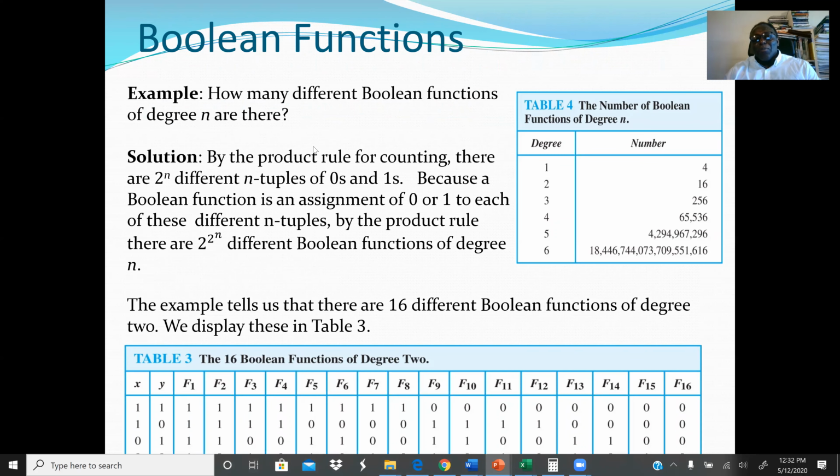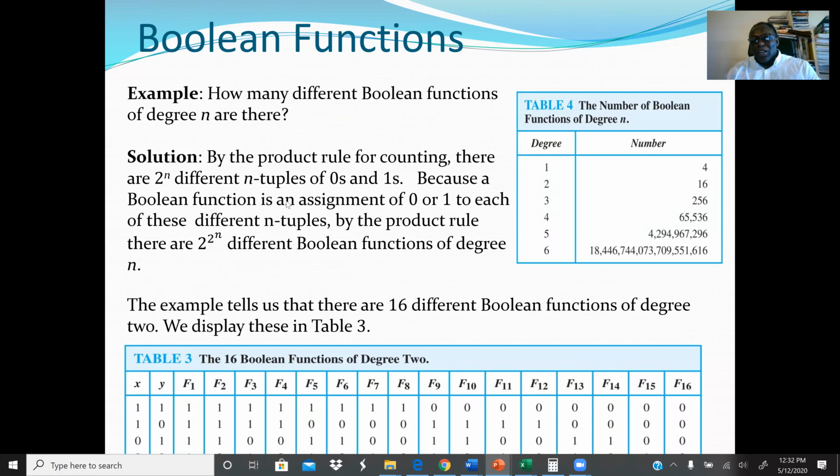So this example asks how many different Boolean functions of degree n there are. We can start from the beginning. By the product rule for counting, there are 2 to the power n different n-tuples of 0 and 1. Always the base will be 2, and n is the number of variables we have. Because a Boolean function is an assignment of 0 or 1 to each of these different n-tuples, by the product rule, there are 2 to the power 2 to the n different Boolean functions of degree n.